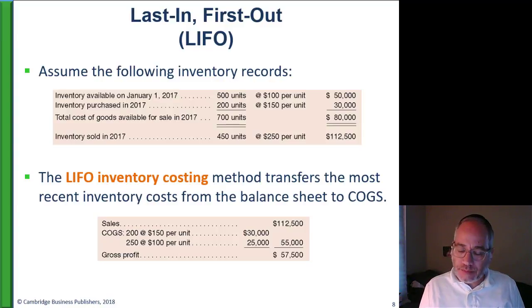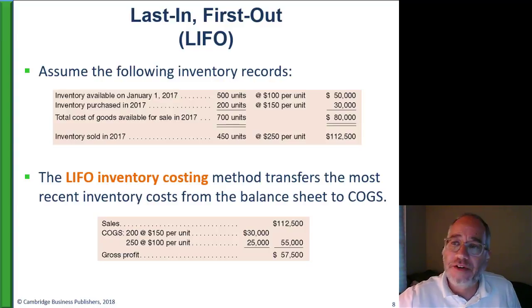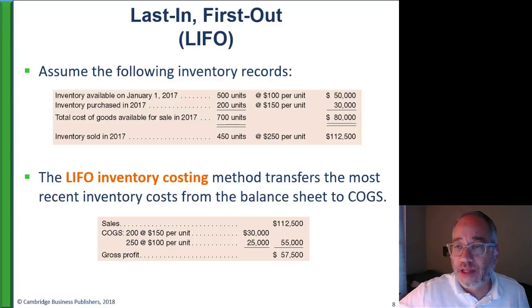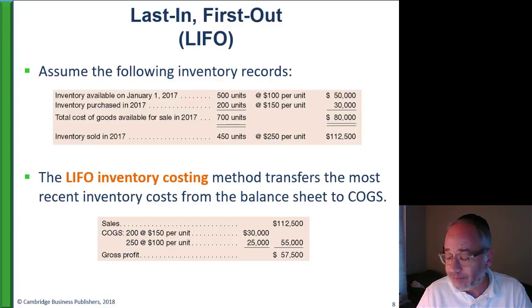International GAAP strictly prohibits LIFO. It says you cannot use it. If you're using LIFO, then your companies are not in accordance with IFRS. That said, the United States has LIFO.